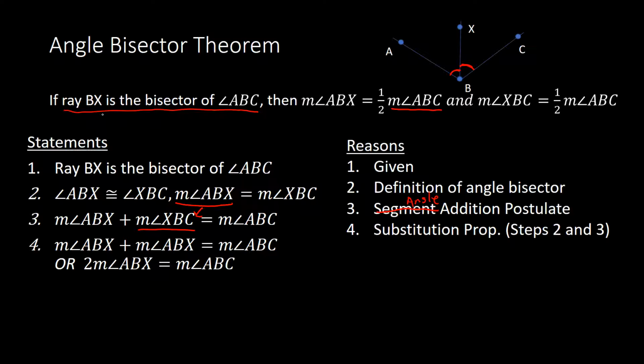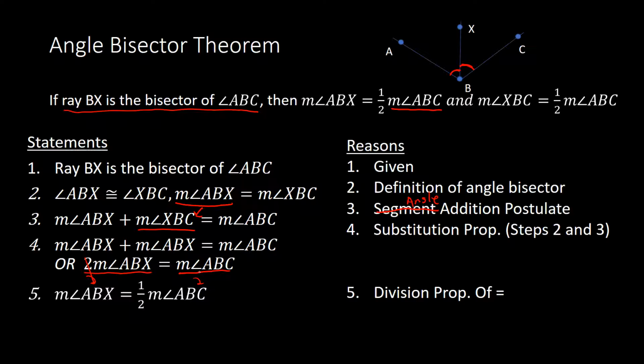So now from here, all I need to do is look at this bottom equation and divide both sides by 2. When I divide both sides by 2, what I have is measure of angle ABX equals 1/2 measure of angle ABC. And the reason for that one is because I'm dividing both sides by the same number, which would be your division property. And that is what we're trying to prove, right? Measure of angle ABX equals 1/2 measure of angle ABC.